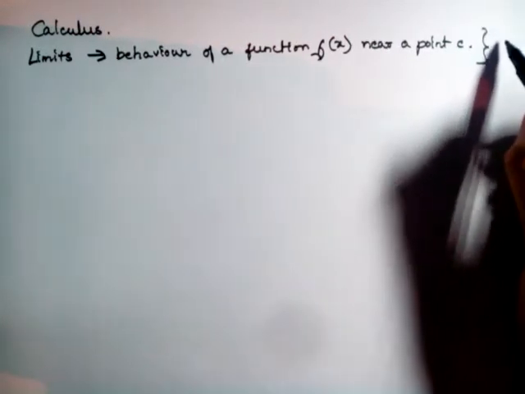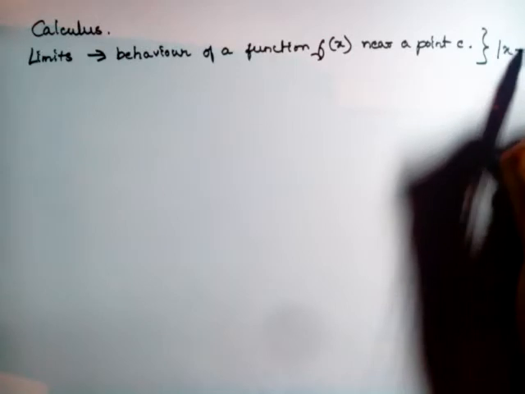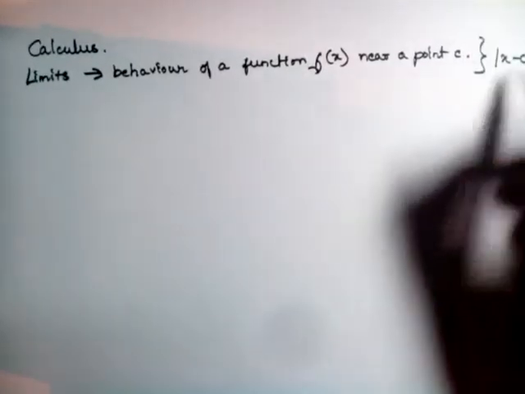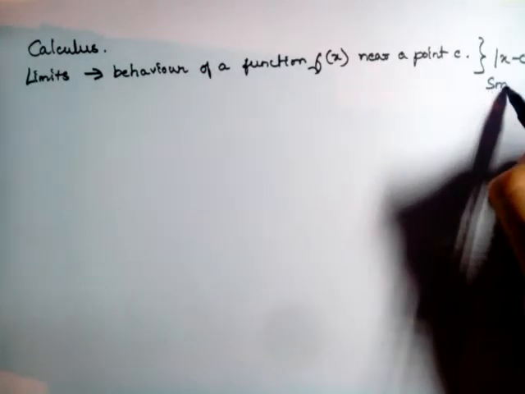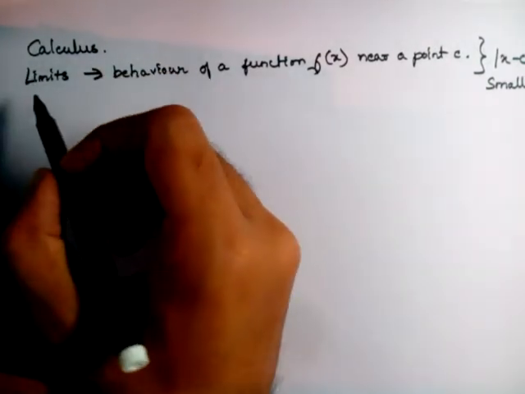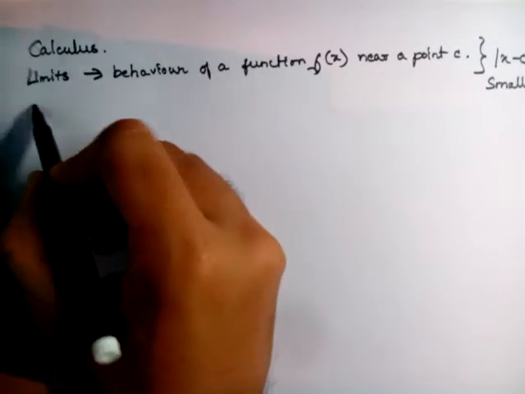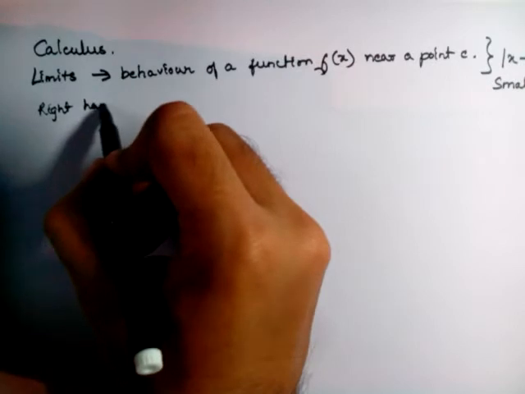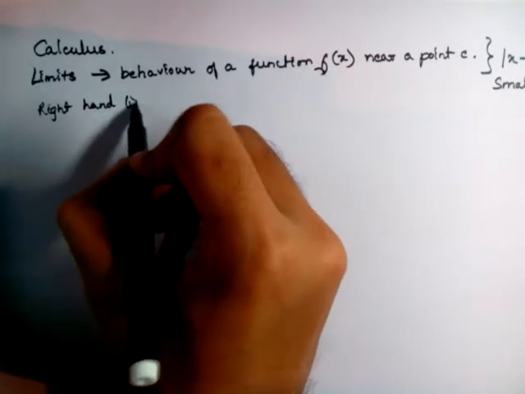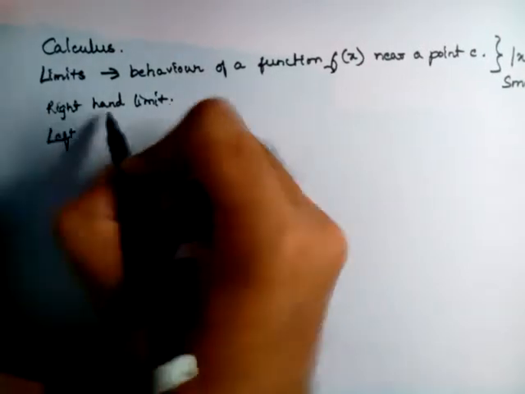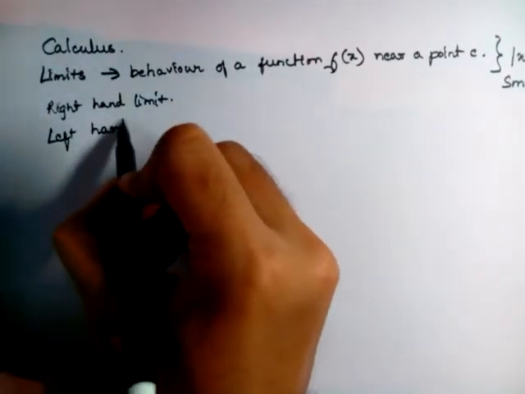In other words, modulus of x minus C is small. So now there are two types of limits, the right hand limit and the left hand limit.